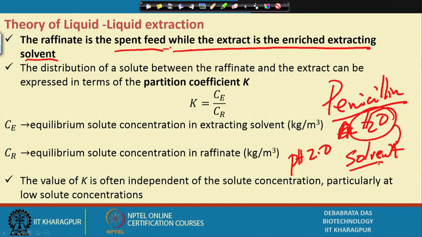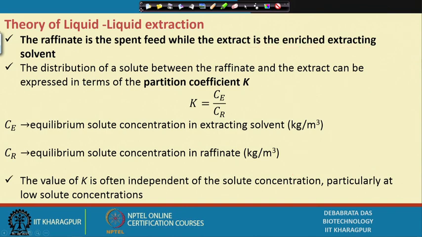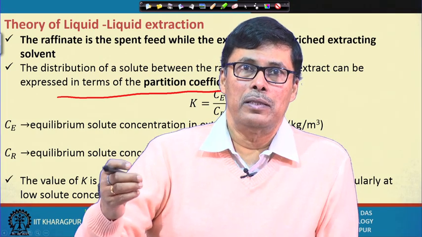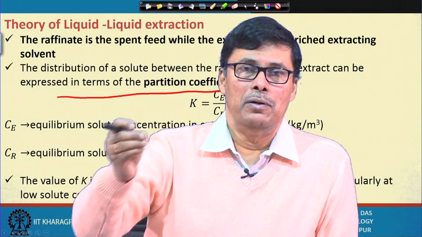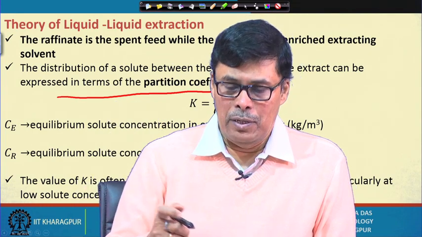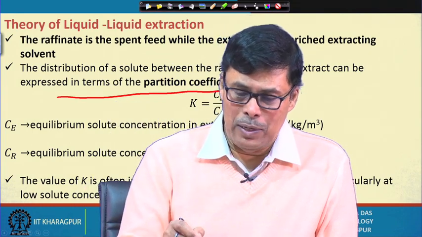So, solvent will enrich with the solute. The distribution of the solute between the raffinate and the extract can be expressed in terms of partition coefficient. On the basis of partition coefficient, we can find out how quickly the material can diffuse to the other layer.